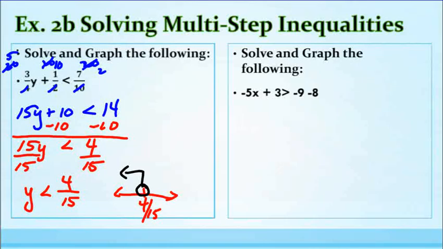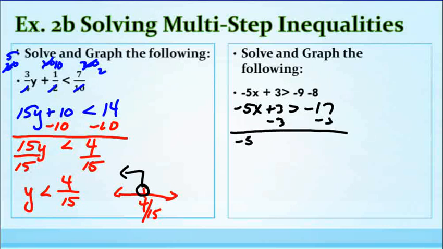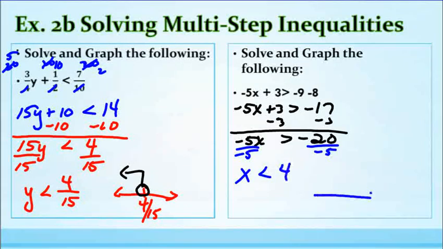Next one, negative 5x plus 3 is greater than negative 9 minus 8. So let's combine like terms. So I have negative 5x plus 3 is greater than negative 17. To get negative 5x by itself, I subtract 3 on both sides. Negative 5x is greater than negative 20. To get x by itself, I divide by negative 5 on both sides. And I have x is now less than 4. Just remember to flip the symbol. We have an open circle on 4. Less than means going to the left.